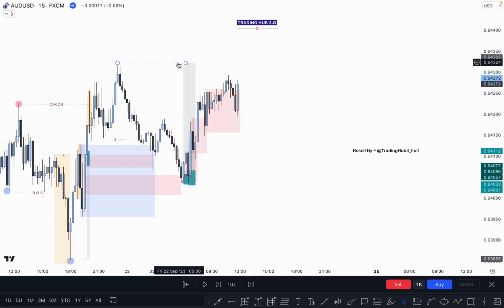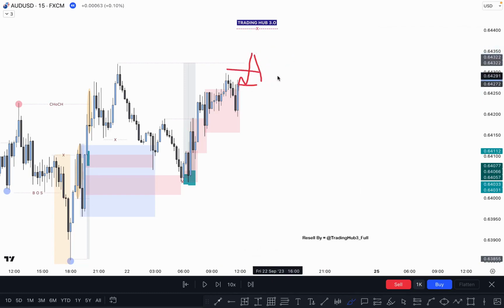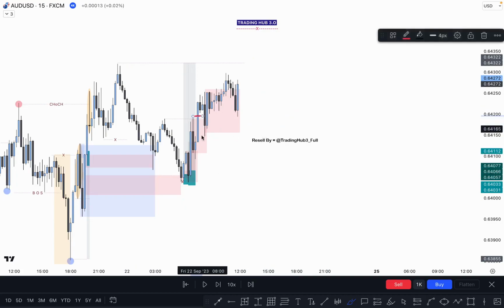Okay, if the market breaks this high simply like this, then you don't need to buy directly here. Why? Because we need inducement, because the main high is broken here. This move is internal and price is coming from your POI. That's why we are buying here directly.